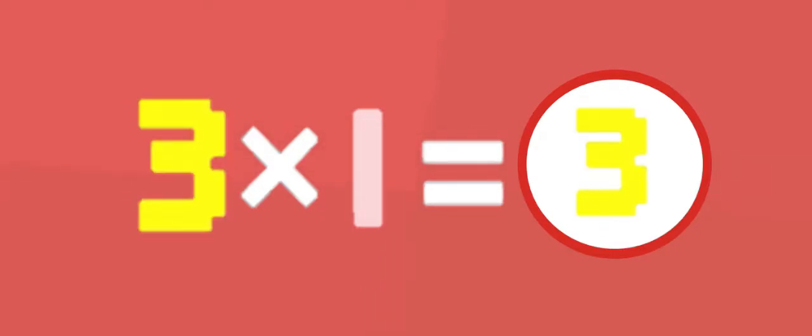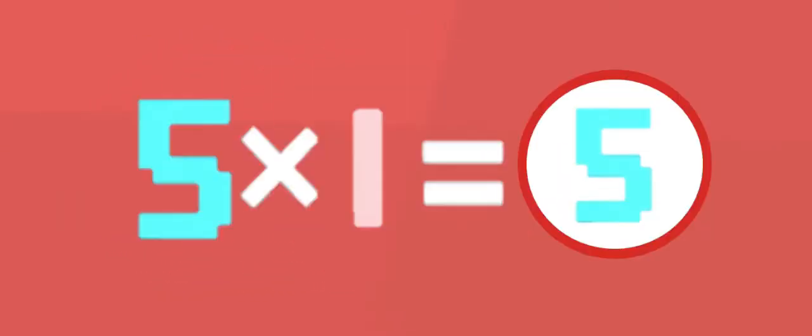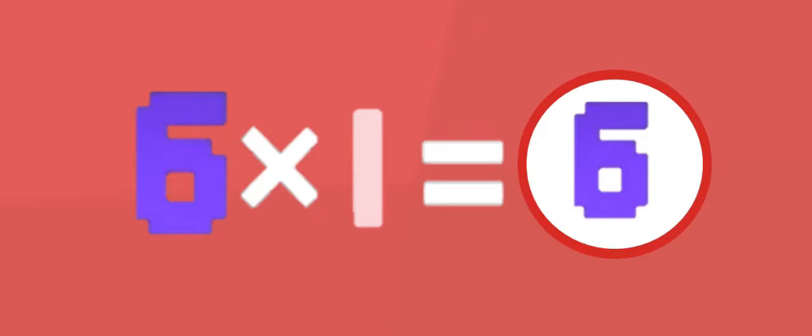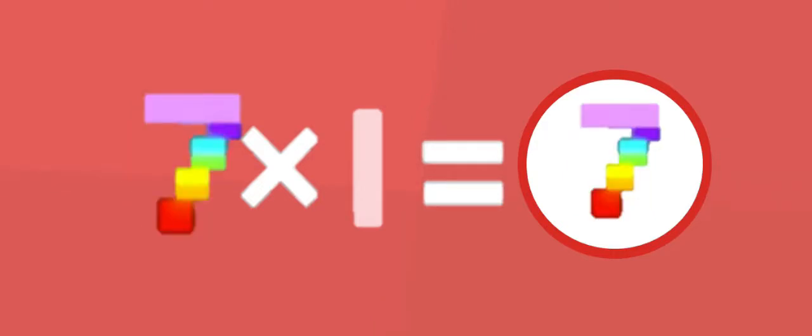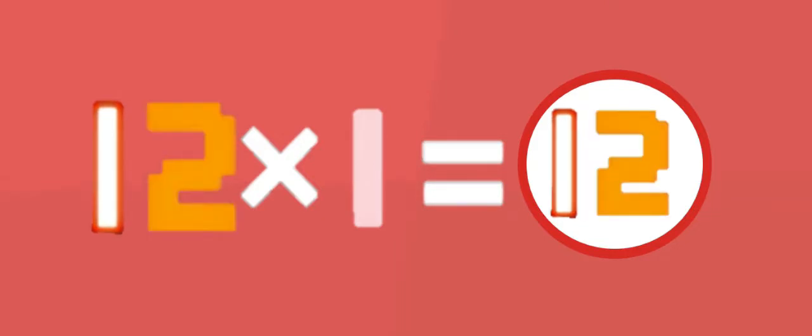One times 1 is 1. 2 times 1 is 2. 3 times 1 is 3. 4 times 1 is 4. 5 times 1 is 5. 6 times 1 is 6. 7 times 1 is 7. 8 times 1 is 8. 9 times 1 is 9. 10 times 1 is 10. 11 times 1 is 11. 12 times 1 is 12.